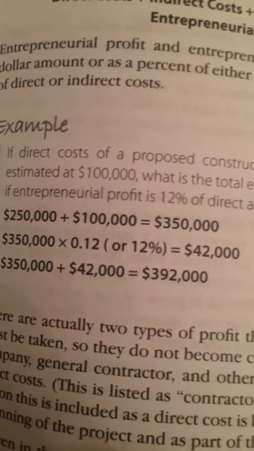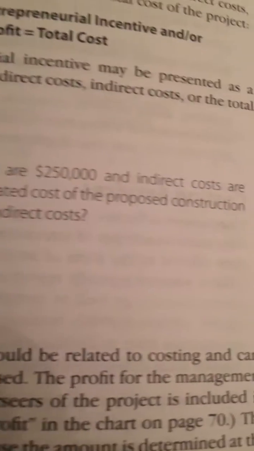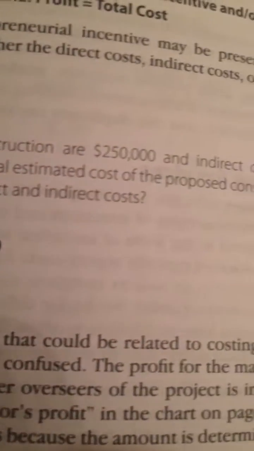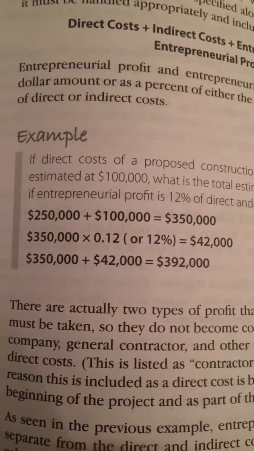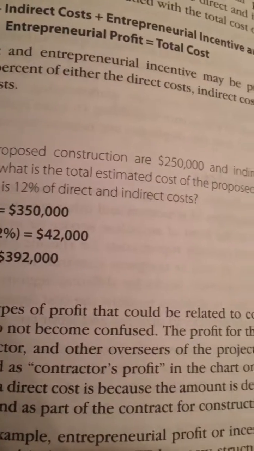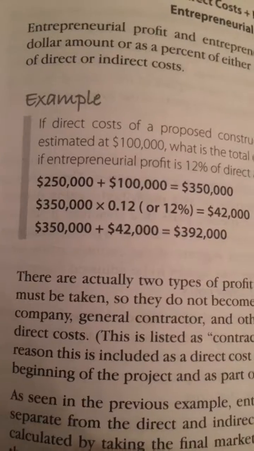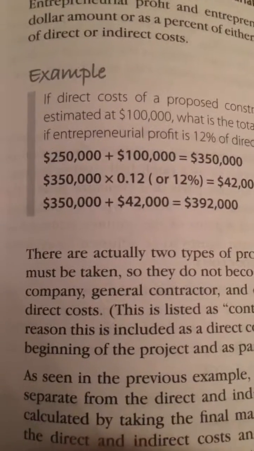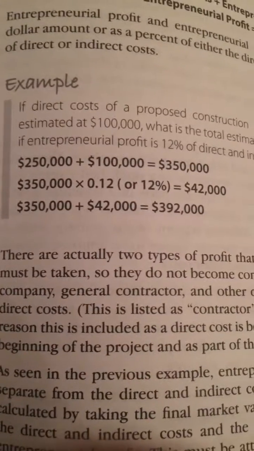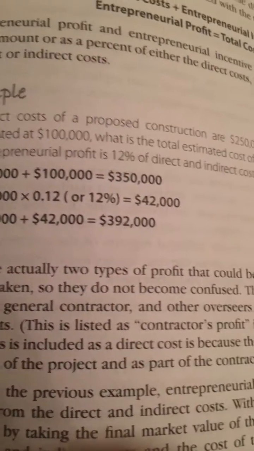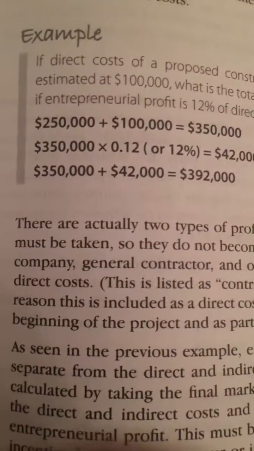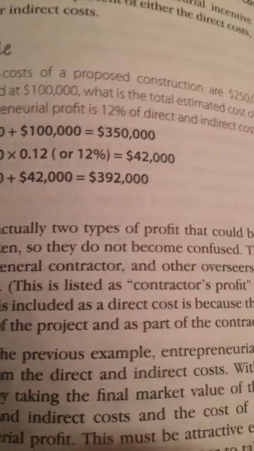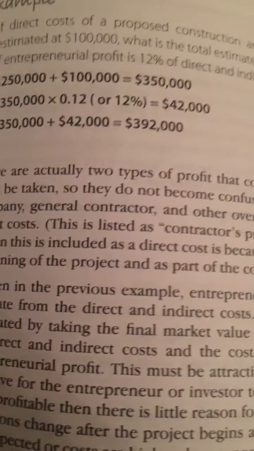Example: if direct costs of a proposed construction are $250,000 and indirect costs are estimated at $100,000, what is the total estimated cost of the proposed construction if entrepreneurial profit is 12% of direct and indirect costs? $250,000 plus $100,000 equals $350,000. $350,000 times 0.12, or 12%, equals $42,000. $350,000 plus $42,000 equals $392,000.